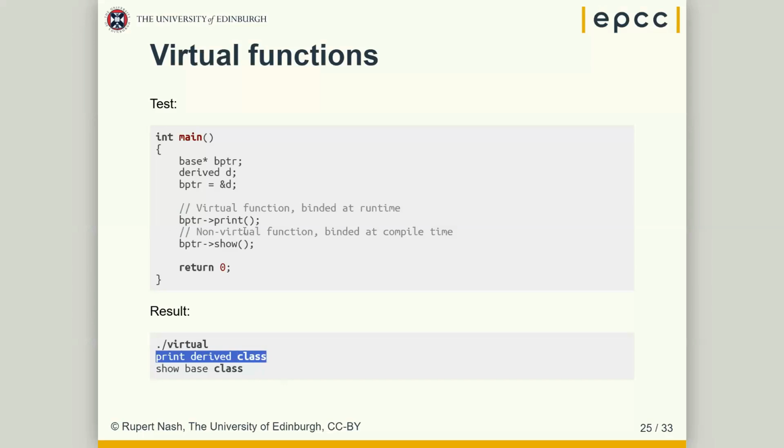If we do show, it's bound at compile time, and the show is the base class. We've got a base class pointer, so it's expecting to show the base. It's not going to do the replacement. It's done that at compile time.